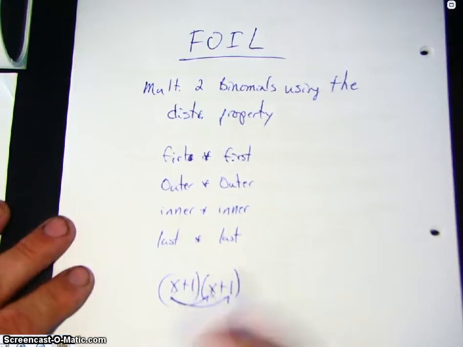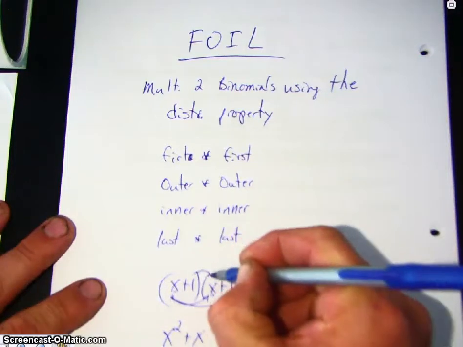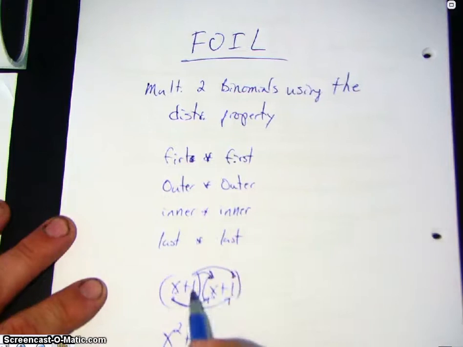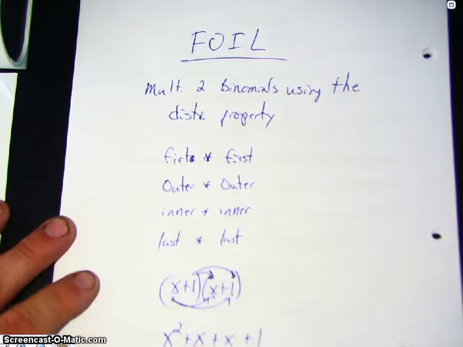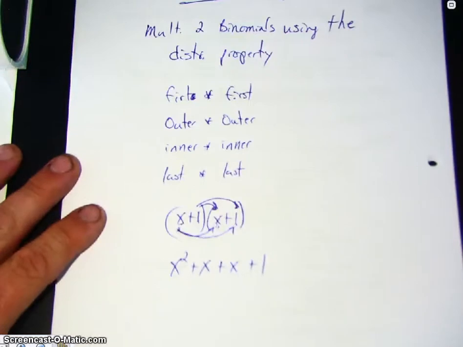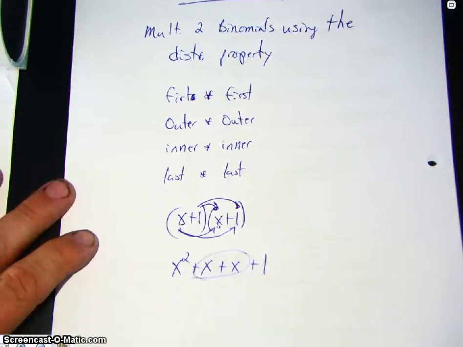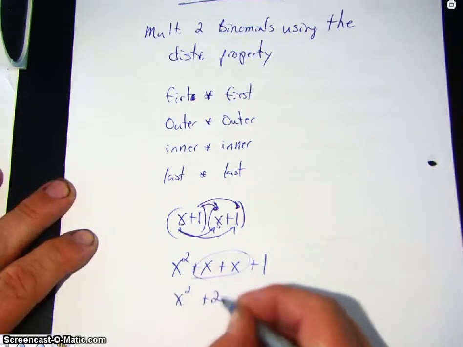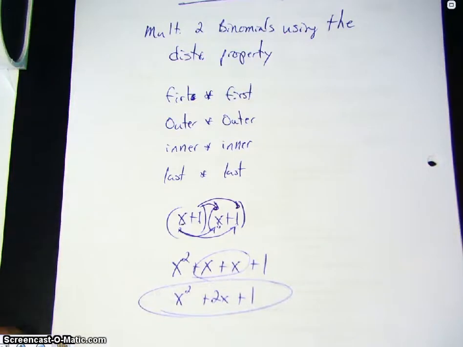So x times x is x squared. x times 1 is x. And then take the next term. Do the same thing. Multiply by both. So it'll be 1 times x is x. 1 times 1 is 1. Then all you have to do now is combine like terms, which are those right there. So I have x squared plus 2x plus 1. And there I go. I just FOILed, or I just multiplied two binomials using the distributive property.